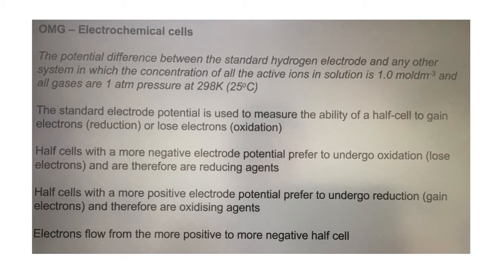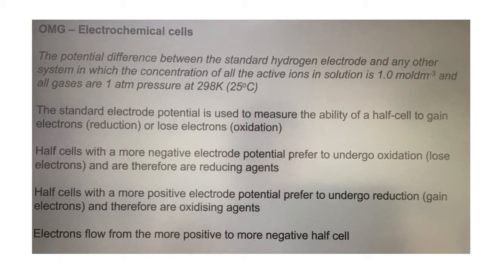First of all, half cells with more negative electrode potentials prefer to undergo oxidation. So I'm thinking of elements like iron, zinc. They've got negative electrode potentials. Think of your metals here, okay? Elements which love losing their electrons, also ones like sodium, potassium, group 1, magnesium, group 2. We know they react by losing electrons. Now, when they become oxidized, they act as reducing agents. So something with a really negative electrode potential is going to be a reducing agent.